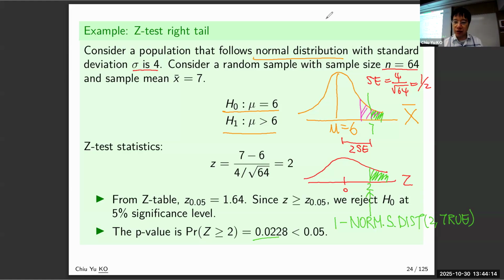This is the p-value method, so you will reject the null. You would take this one, right? So you say it's more than 6. Okay.